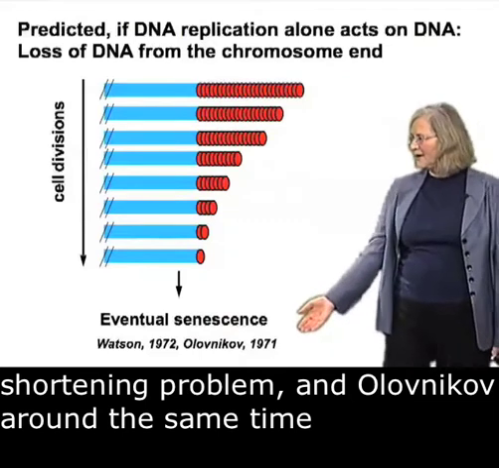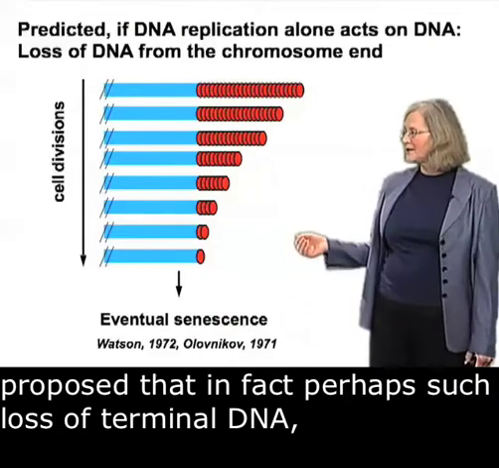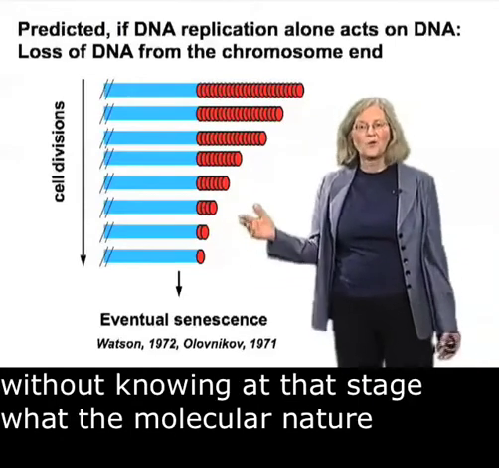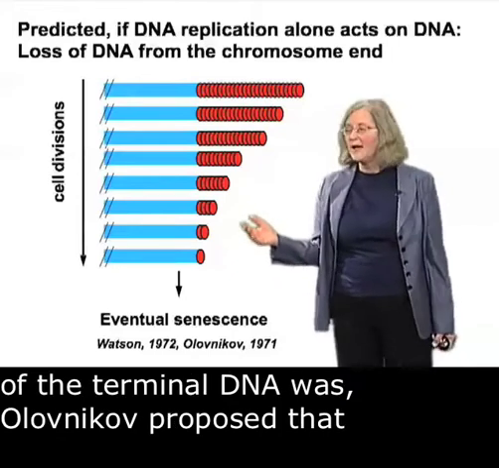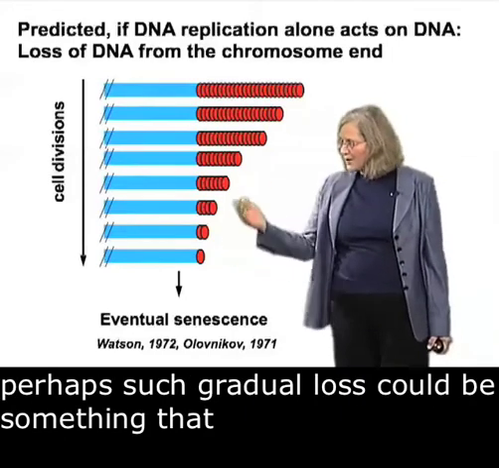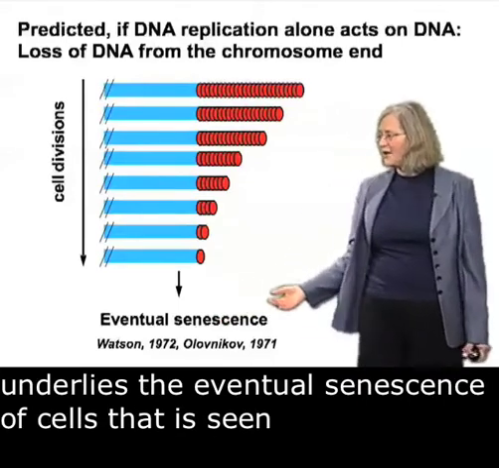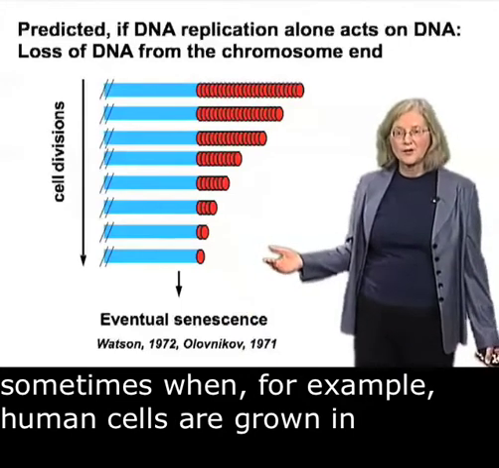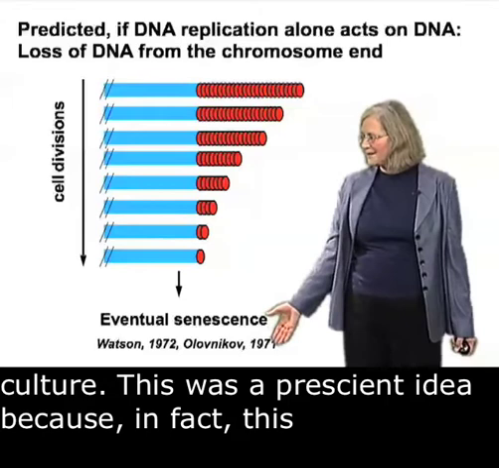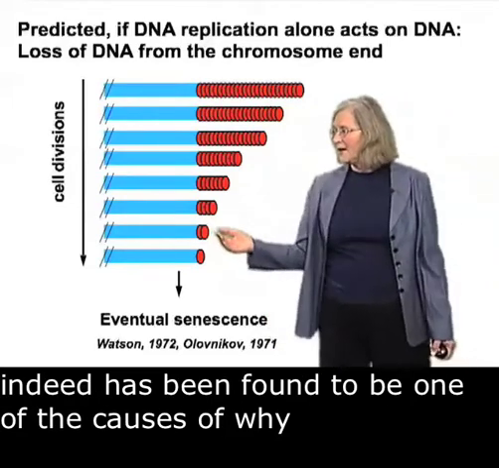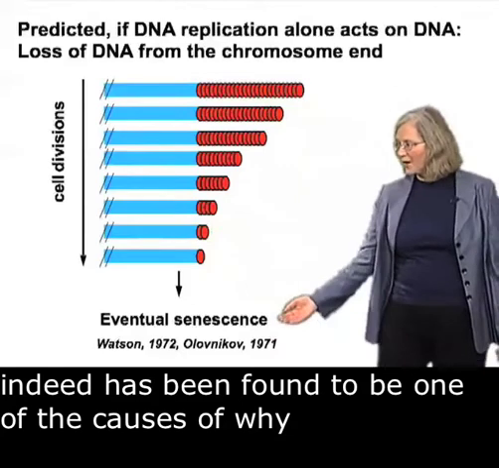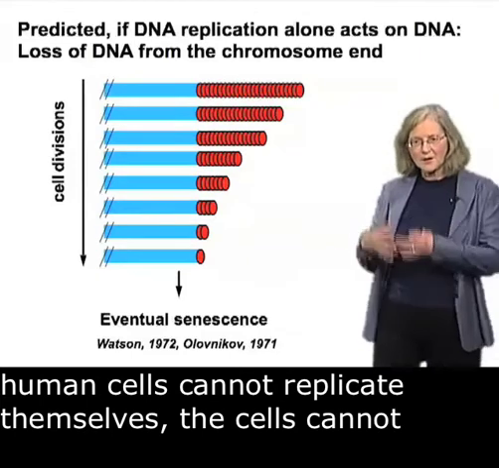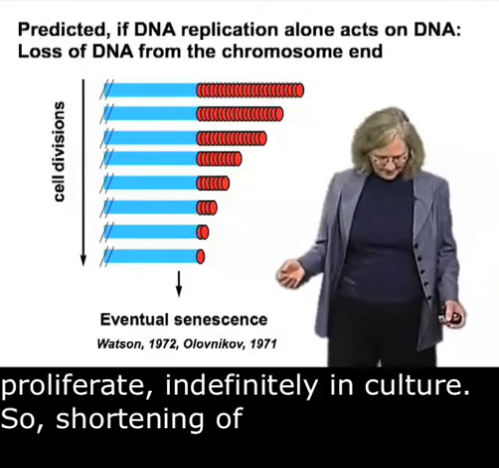And Olovnikov, around the same time, without knowing at that stage what the molecular nature of the terminal DNA was, proposed that perhaps such gradual loss of terminal DNA could be something that underlies the eventual senescence of cells that is seen sometimes when, for example, human cells are grown in culture. This was a prescient idea because, in fact, it has been found to be one of the causes of why human cells cannot replicate themselves. The cells cannot proliferate indefinitely in culture.